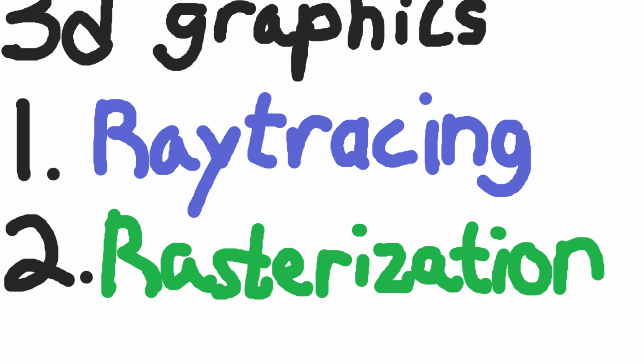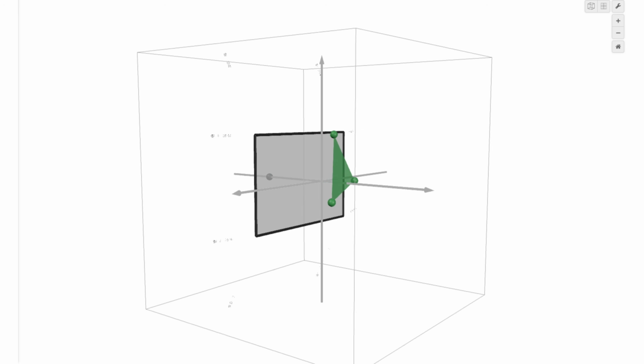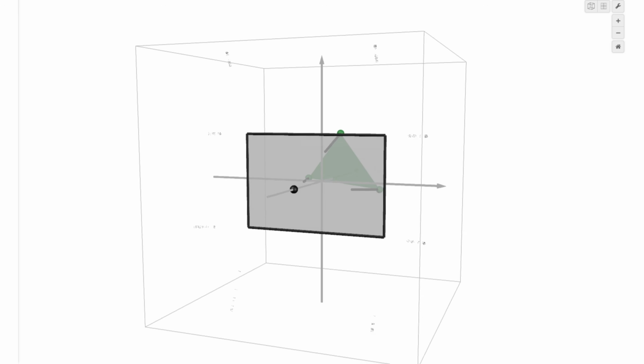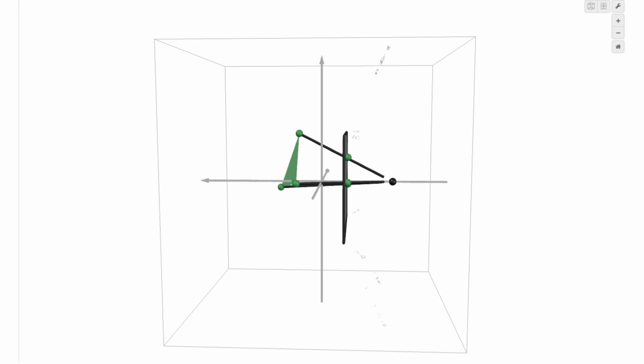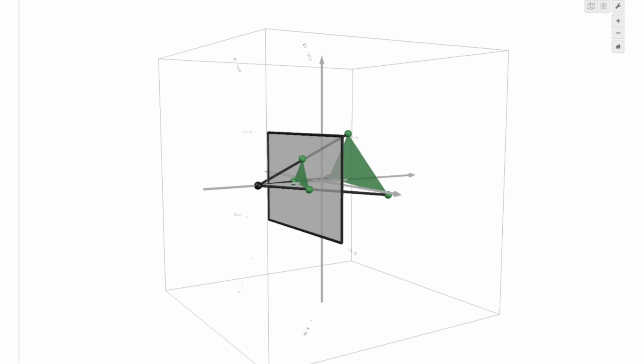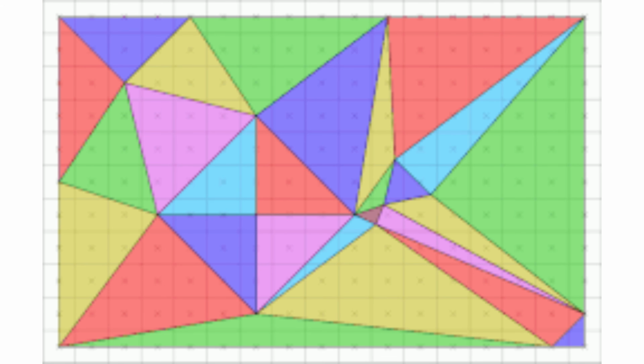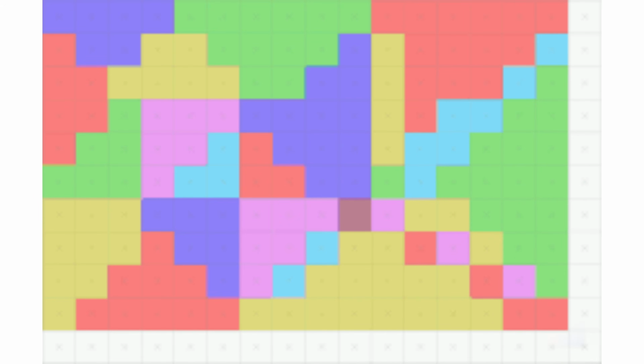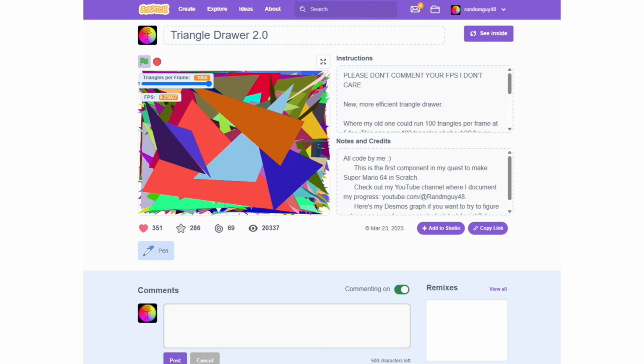The other method, rasterization, takes the triangles in the scene and transforms them to find where each of the vertices would be on the screen, and then draws a triangle using those transformed vertices. Rasterization also includes determining which pixels are located inside a given triangle, but in our case, Scratch does this for us when we draw the triangle to the screen.